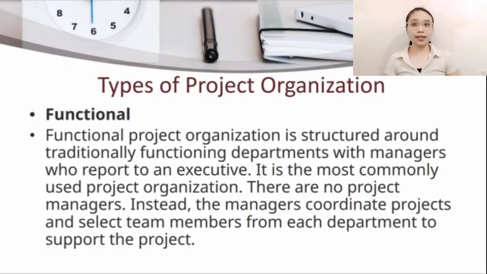I will be presenting the 7 types of project organization. First is the functional. Functional project organization is structured around traditionally functioning departments with managers who report to an executive. It is the most commonly used project organization. There are no project managers. Instead, the managers coordinate projects and select team members from each department to support the project.